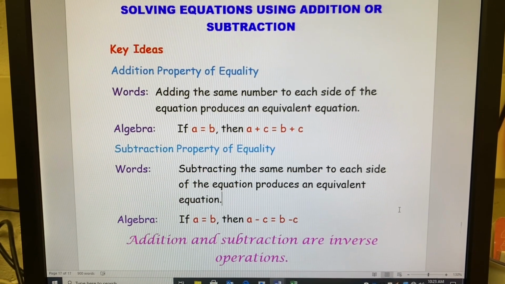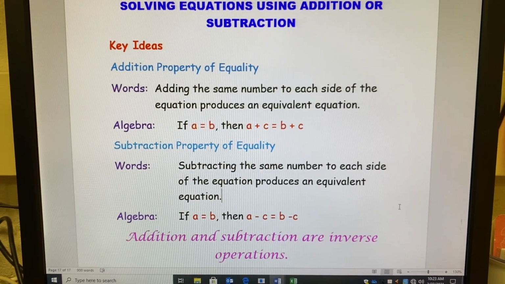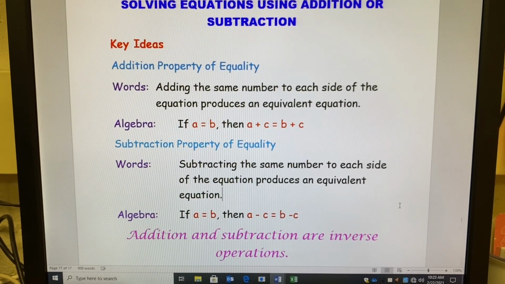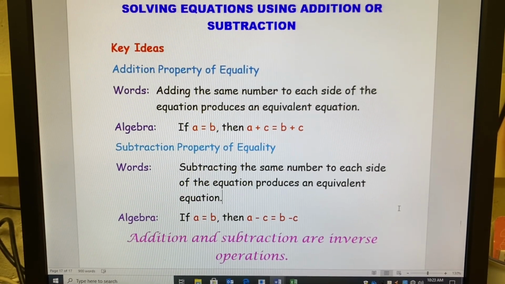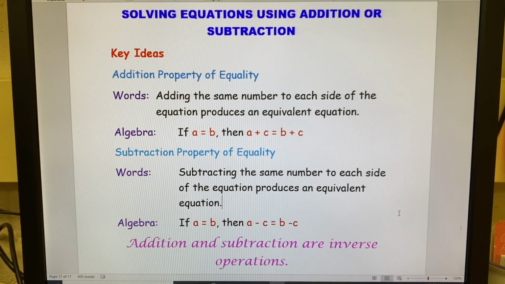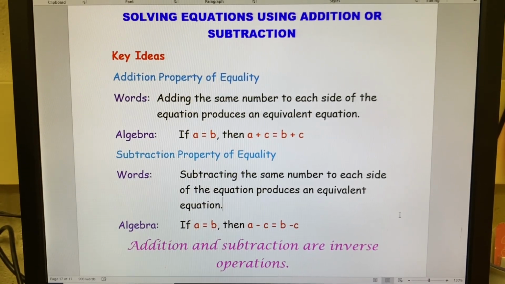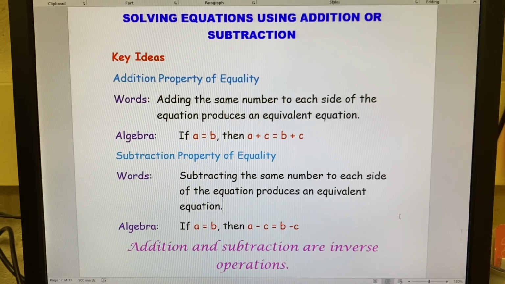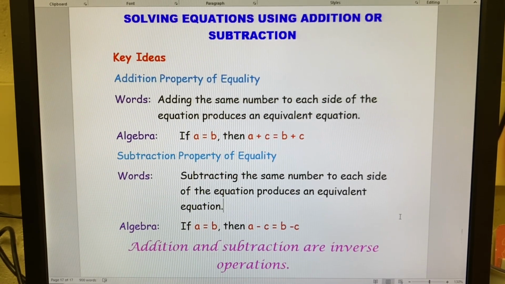Addition property of equality: adding the same number to each side of the equation produces an equivalent equation. So if A is equal to B, then A plus C is equal to B plus C.